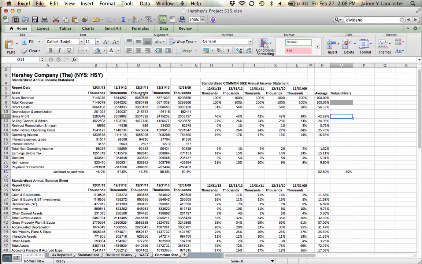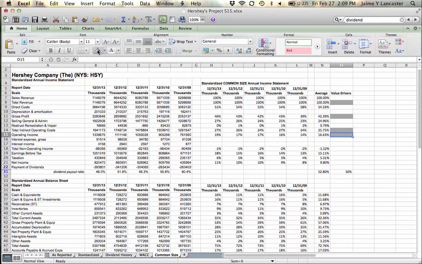Gross profit is equal to total revenue minus direct costs minus depreciation and amortization. So gross profit, I'm not going to give a driver to. I'm going to calculate it when I do my forecasting. If you move through, you'll look at your list for anything that is a subtotal. Total indirect operating costs is going to be equal to selling, general, and administrative plus restructuring, remediation, and impairment.